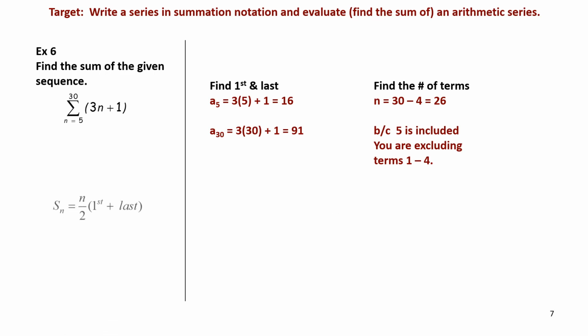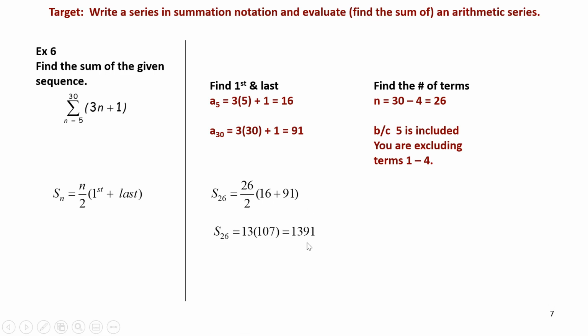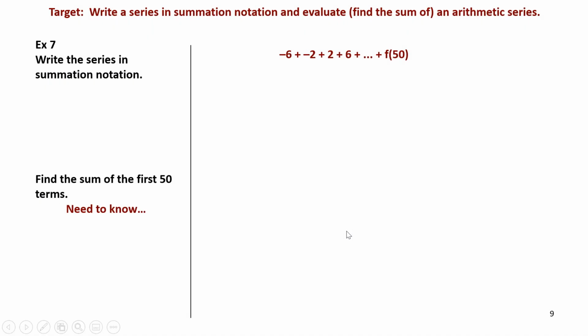All right, so once we know that, all we got to do is plug in, and there's our formula, the sum of the 26 terms, 26 over 2, 16 plus 91, and you do a little bit of math in your calculator and you get 1391. All right? Okay, here we go. We're going to skip that one. Here we go. A couple more examples here and we'll be finished up.